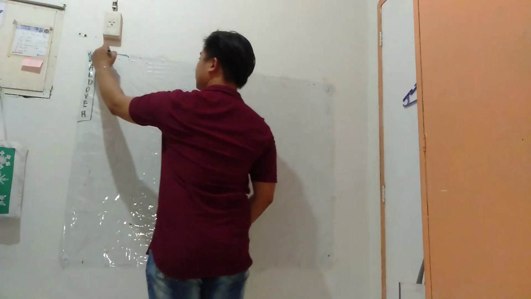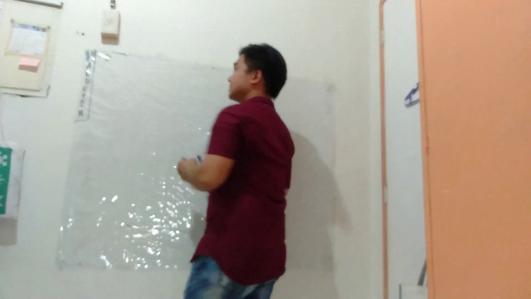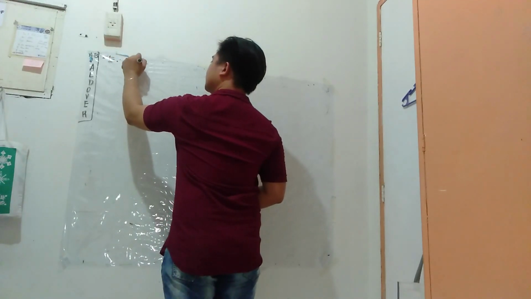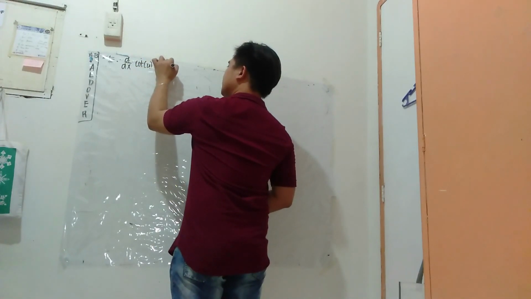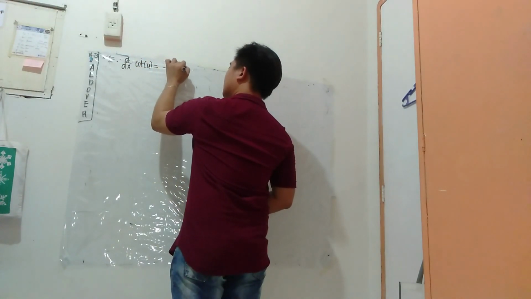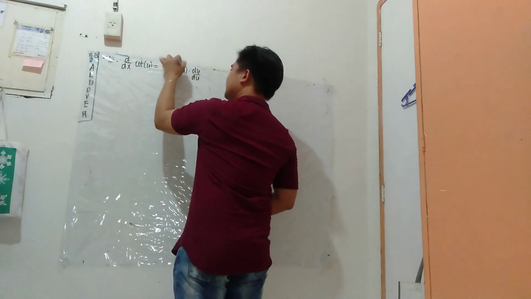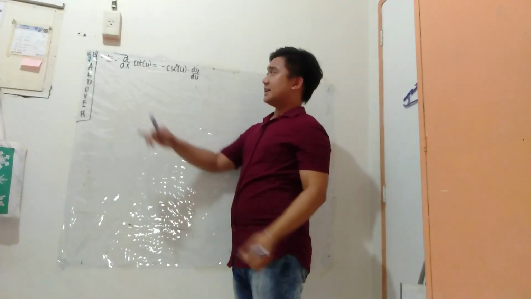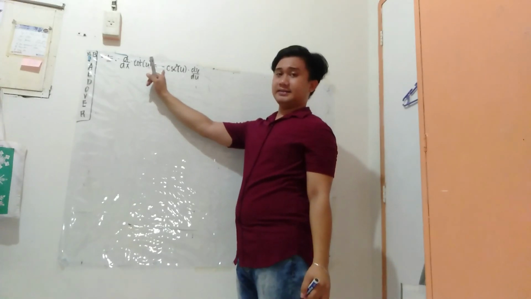So, this time is yung ating panlima na trigonometric function, which is cotangent. So, the derivative of cotangent of u is equals to negative cosecant squared u times du dx. Again, dahil yung function natin ay nagsisimula sa letter C, meron pong negative sa unahan.